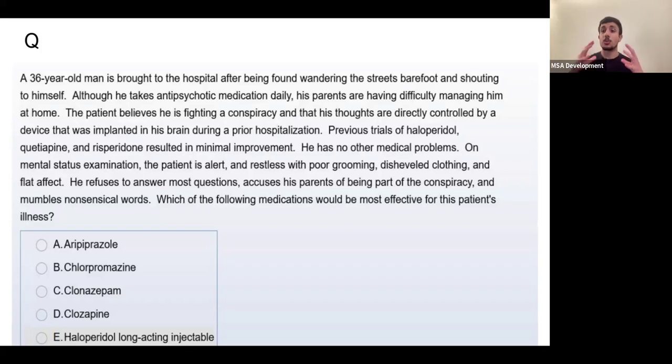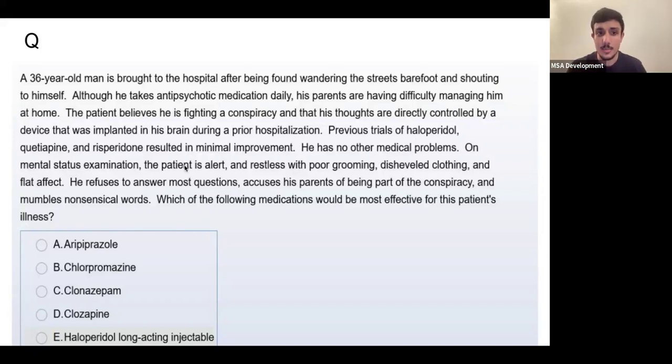Okay, so this is a question of a guy who's wandering in the streets barefoot and shouting to himself. So this is like paranoia. You can also see he takes antipsychotic medication. So they're already telling you that this patient has something antipsychotic, okay? But it's not working, it seems. And look at this sentence. It's extremely important. Previous trials of haloperidol, quetiapine, and risperidone resulted in minimal improvement. Okay, so he's already been on 3 drugs before, it hasn't helped.